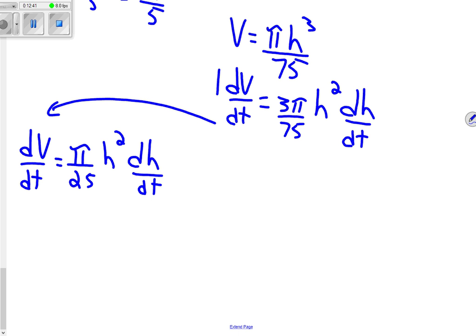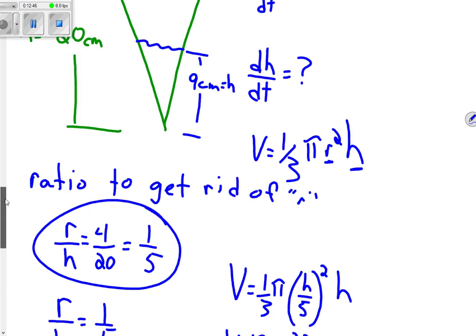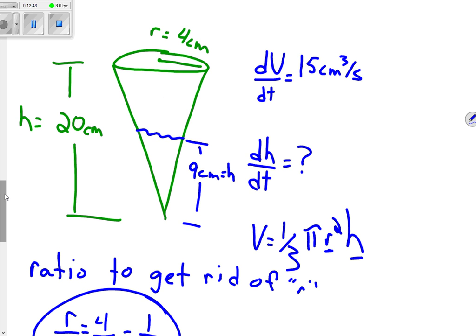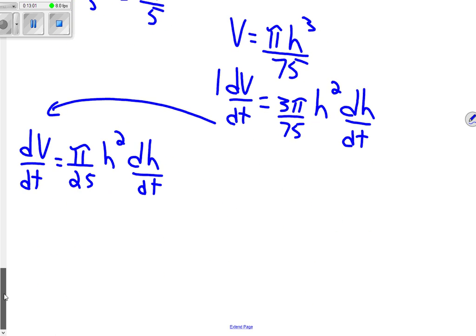So back to the original question. What were we trying to do? We wanted to find dh/dt when my height is 9 centimeters and the rate of change of the volume is 15. So let's plug in those values. dV/dt is 15. Pi over 25 is just pi over 25. The height was 9. And I'm looking for dh over dt.